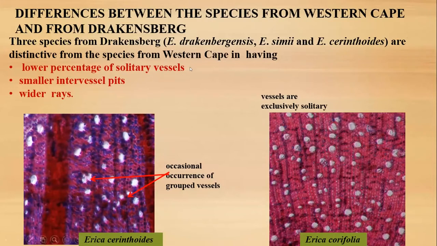The characters that we see that are distinct among them are the percentage of solitary vessels, the smaller intervessel pits, and wider ray cells. And the picture here is showing us the occasional occurrence of grouped vessels. As I've discussed in the previous slide, we have grouped vessels here, and these are samples from Drakensberg. And we can see the other picture shows the sample from Cape, which are exclusively solitary. That is, the vessels are standing all alone.